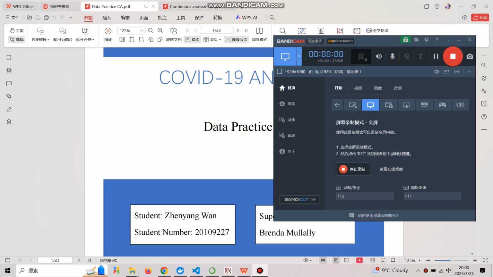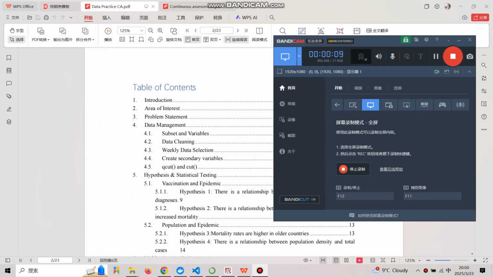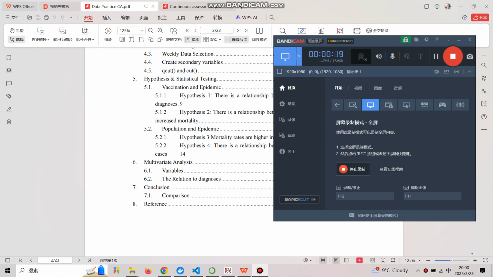Let's start talking about the report of data practice. Here I will show you four parts: the first part is the problem statement, the second part is the data management, the third part is hypothesis statistical testing, and the last one is multivariate analysis.